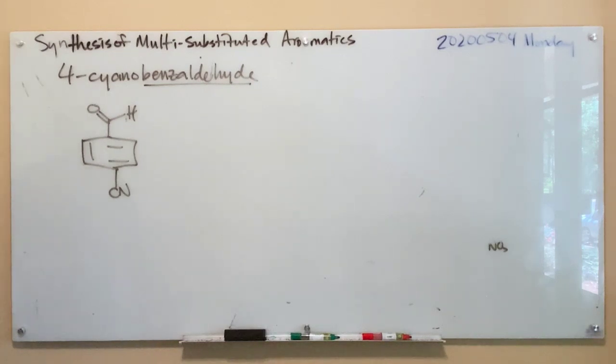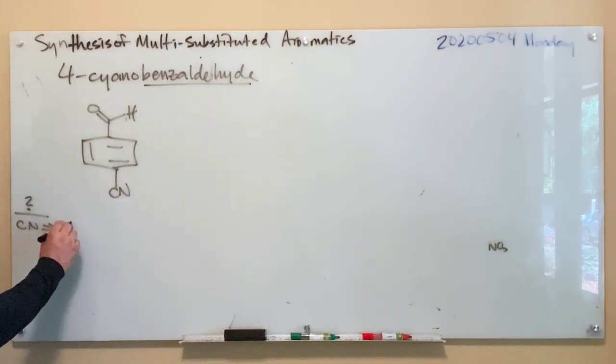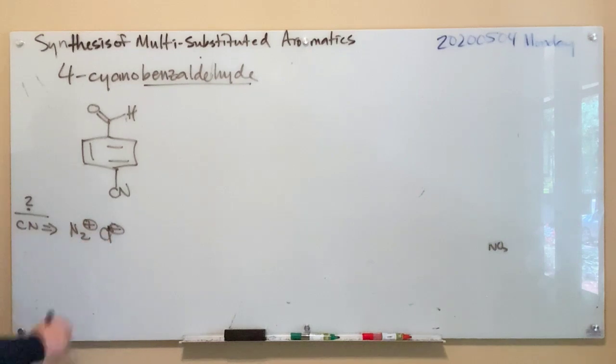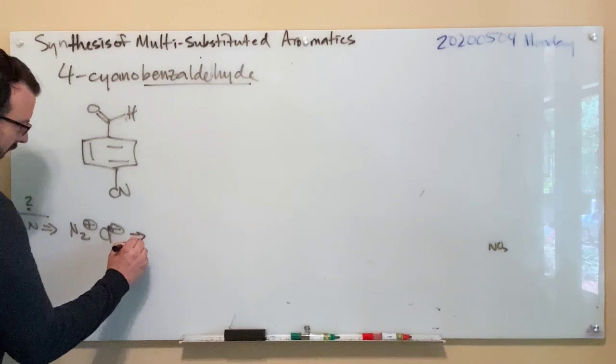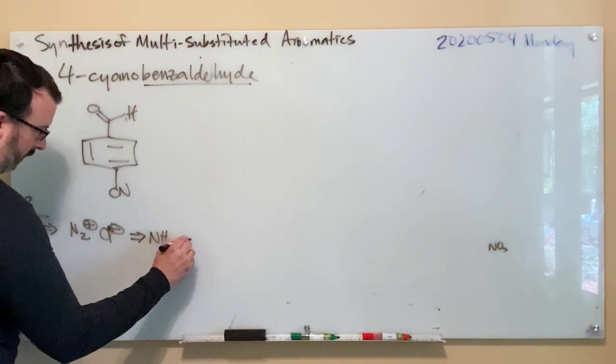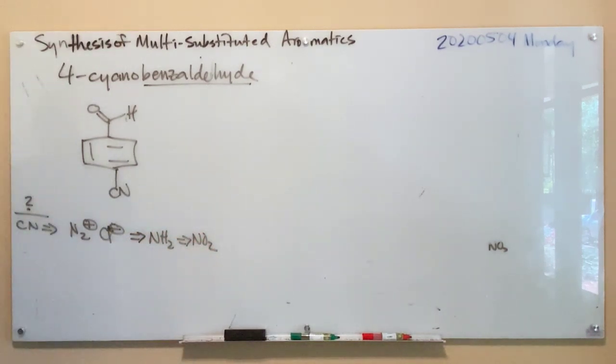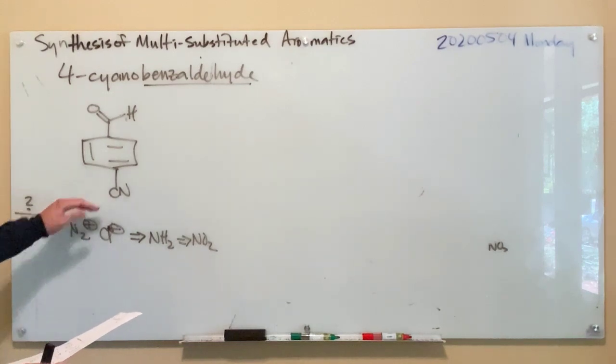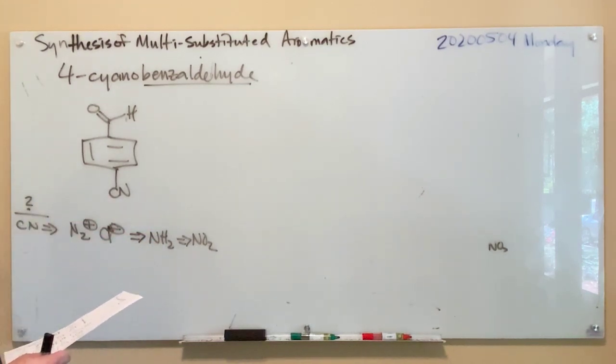We know that we can install a cyano group basically from a diazonium, using copper cyanide. And again, this comes from the amino group, which comes from the nitro group. So we're starting with a 1-4 relationship. We're going to use this sequence of reactions to get that substituent in.